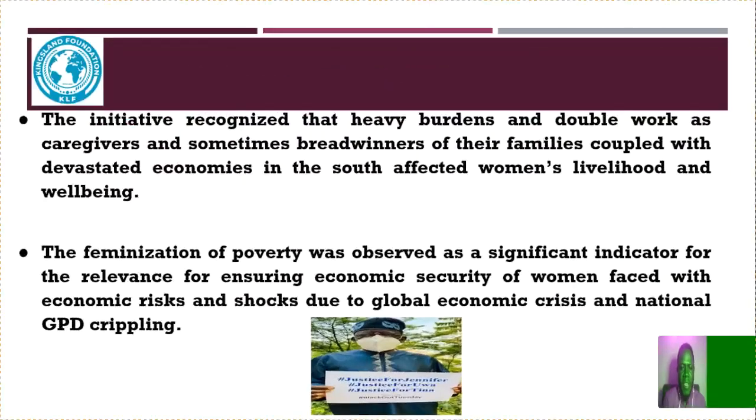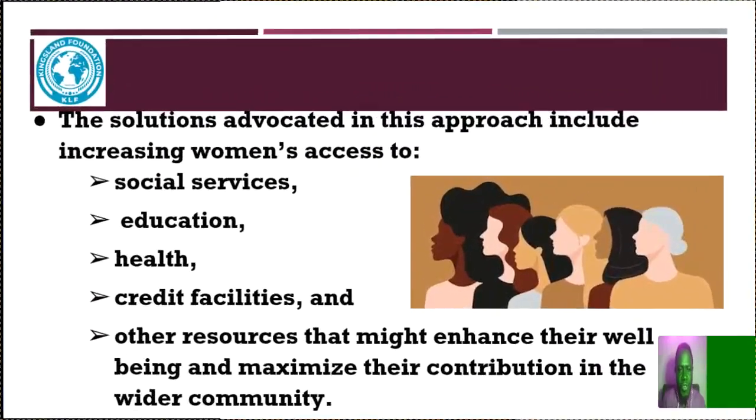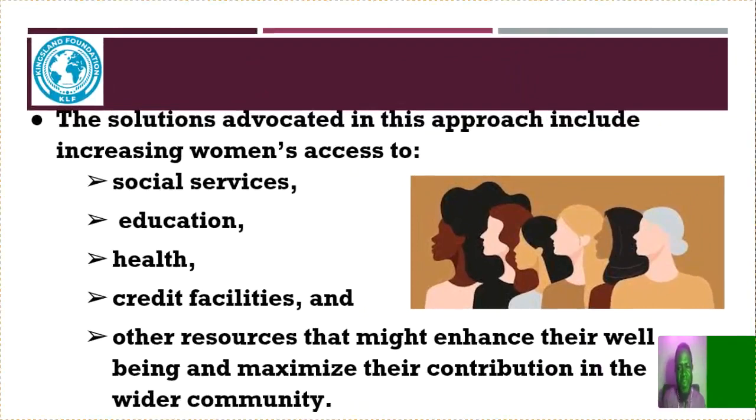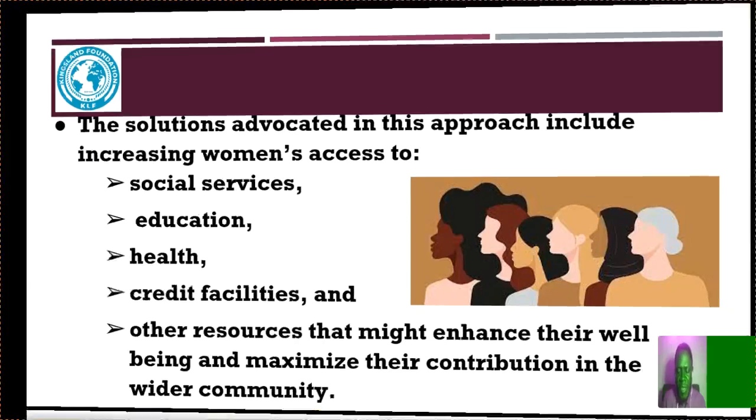development processes. So the initiative recognized that the heavy burden and double work of women as caregivers and sometimes breadwinners of the families, coupled with devastating economic conditions in the South, affected women's livelihood and well-being. Of course, the feminization of poverty, or the weaponization of poverty against women, was observed as a significant indicator for the relevance of ensuring economic security of women faced with economic risks and shocks due to global economic crises and national GDP crippling. So, the solutions advocated in this approach include increasing women's access to social services, education, health, credit facilities, and of course other resources that might enhance their well-being and maximize their contribution in the wider society or community.